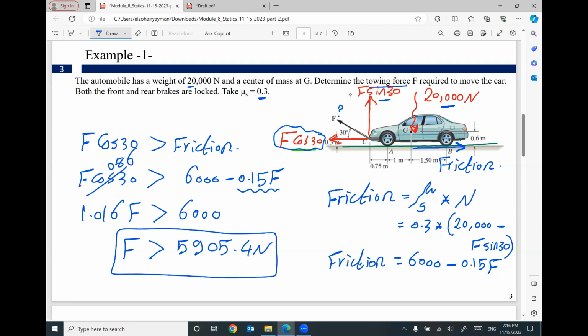We need to apply a towing force greater than this value, because if the applied force F is equal to or smaller than this value, the car will not move. Do you know why? Because the horizontal component in this case will equal the friction or be smaller than the friction. So the friction will be bigger, which means the car will not move. So if you would like to tow this car and make it move, I have to apply a towing force greater than 5,905.4 Newton.